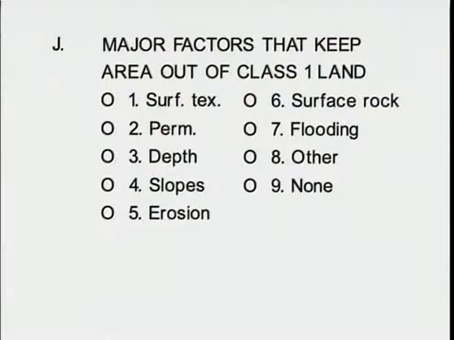The second category is permeability. Rapid, slow, or very slow permeability are factors to keep it out of Class 1 land. Well, in this particular situation, we determined the permeability to be slow. Therefore, we should have marked item number 2, permeability, under major areas that keep it out of Class 1 land, because slow does prevent this area from being considered Class 1 land.